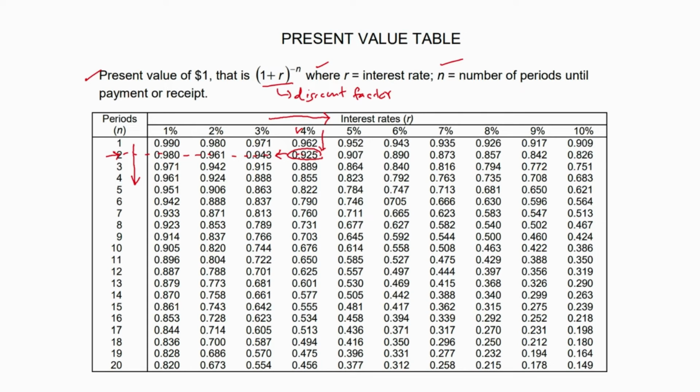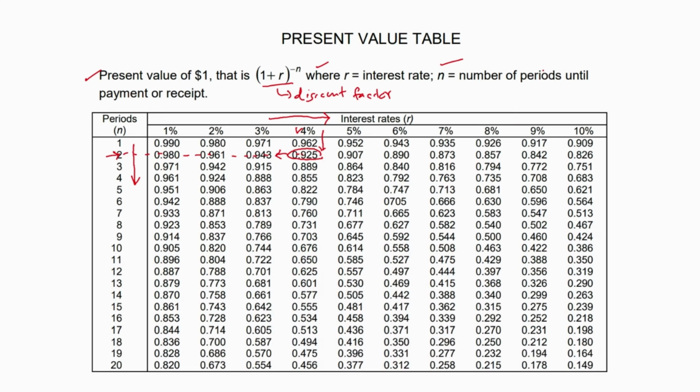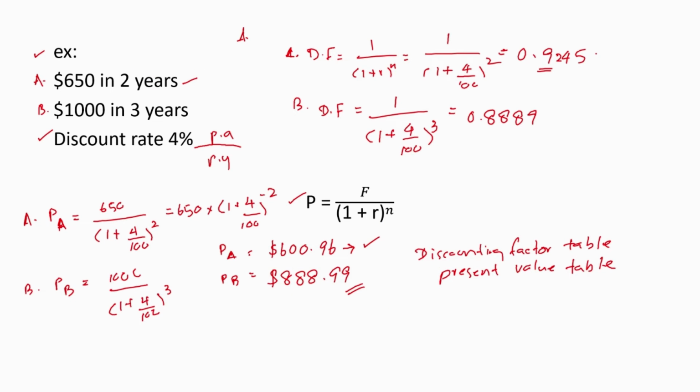Let's check. 0.9245. The table gives us 0.925, which was rounded off to 3 decimal places. Likewise, now we can refer to the present value table to find the discounting factors.